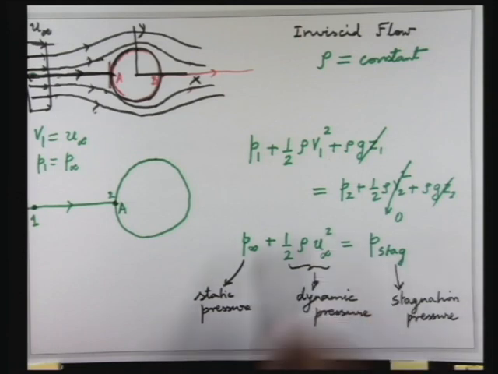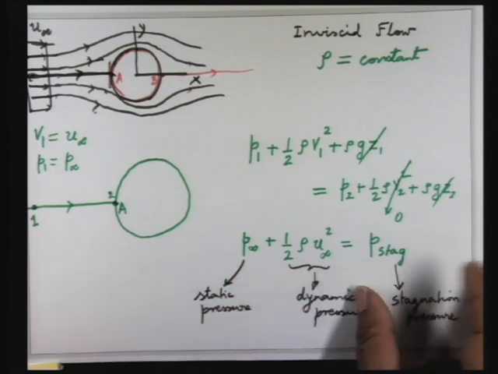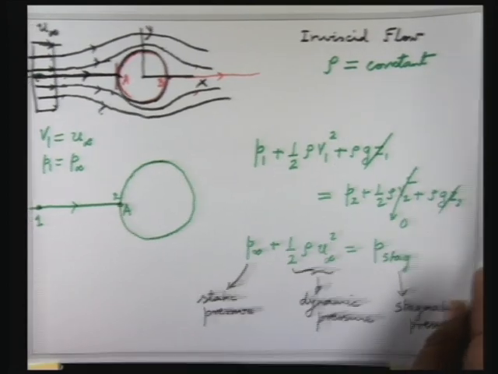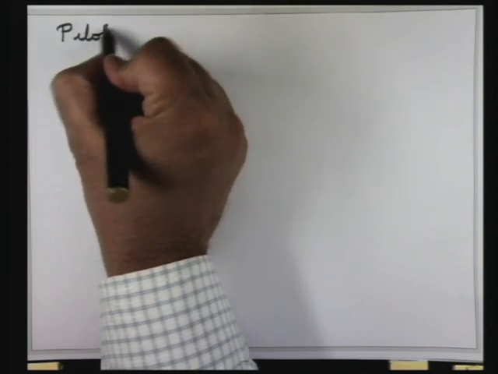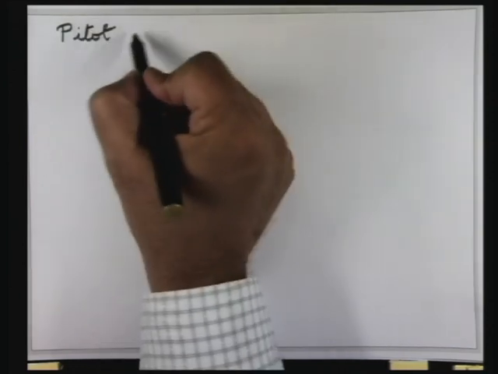Now this can be used for flow measurements. You can use this Bernoulli's equation in this form to measure fluid velocity using a pitot tube. So let us look at the principle of a pitot tube.